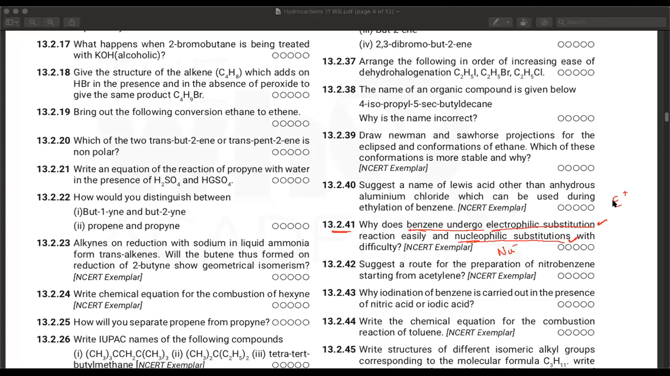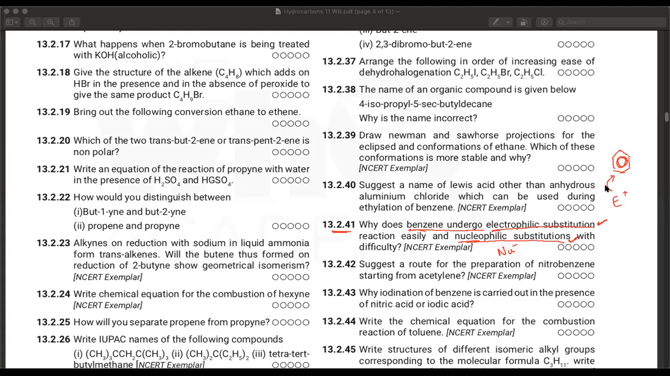Okay. Now, what's the difference between? Go ahead, Mitali. It's okay. I thought it's because benzene is a very electron-rich compound, because it has pi delocalized electrons above and below its plane. Therefore, it's easier for electrophiles to attack benzene rather than nucleophiles. Correct. You're absolutely right, Mitali.